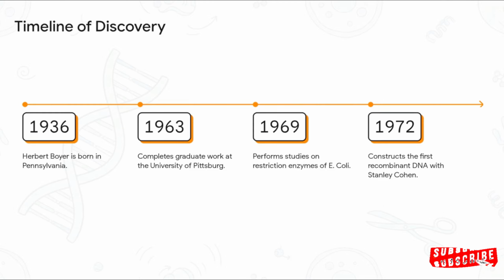Cohen was busy working with these tiny rings of DNA called plasmids. The real spark, the game-changing moment, happened in 1972. Boyer and Cohen actually teamed up, combining their unique discoveries from entirely different fields to successfully construct the world's very first recombinant DNA. Just incredible.